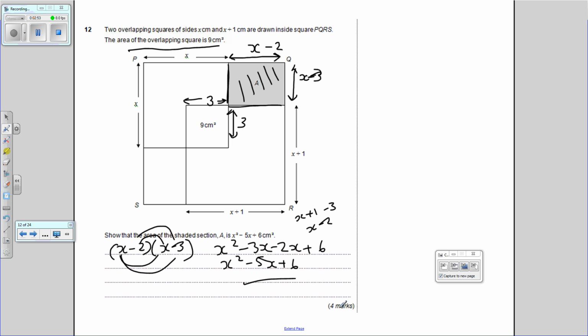So 4 marks there, but you've got to make sure that you spot this key bit about this length being 3.